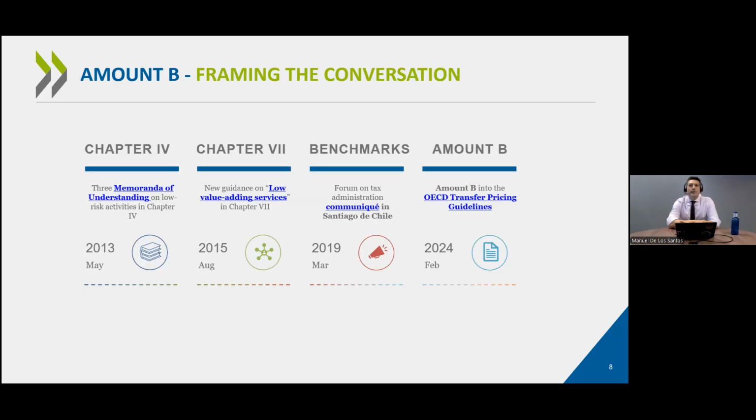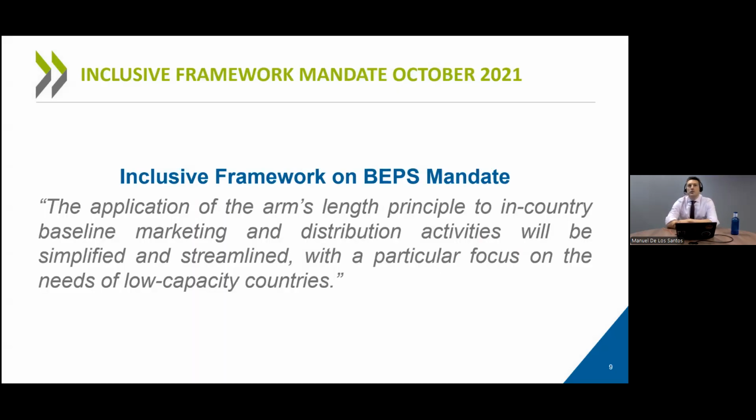And then that moved into what Achim was alluding to, the work that the FTA, the Forum on Tax Administration, mandated to standardize and simplify benchmarking practices by tax administrations, and that was reflected in the Santiago communique of 2019. And I think all that allowed us to create that momentum for the inclusive framework to think about Amount B, and that's reflected, obviously, in the inclusive framework mandate of October 21st.